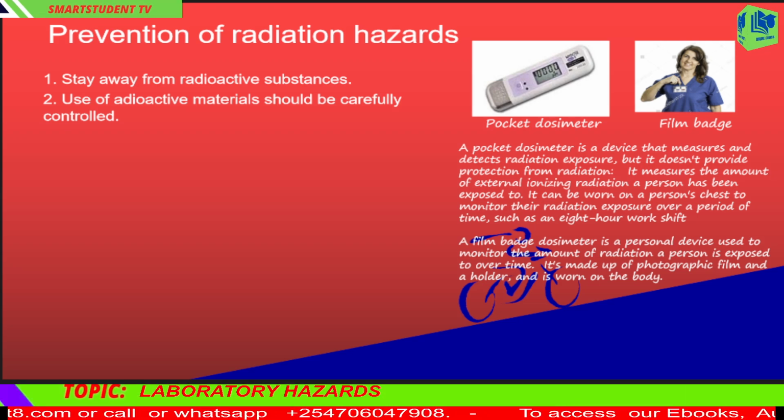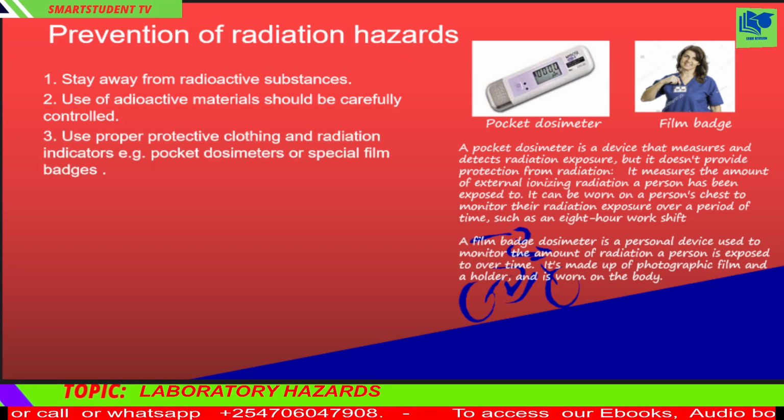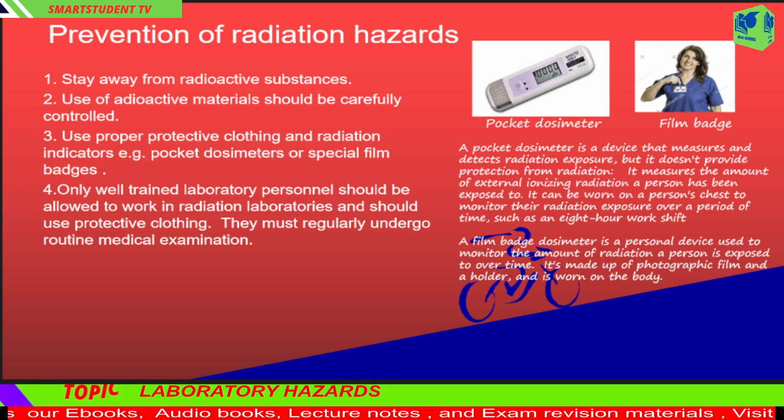3. They can also be prevented by using proper protective clothing and radiation indicators, e.g. pocket dosimeters or special film badges. These gadgets are usually placed in pockets or attached to the lab coat, and they measure the amount of radiation one has taken. 4. The gadgets shall then be taken for analysis in special laboratories to determine the amount of radiation one has taken in from the laboratory.